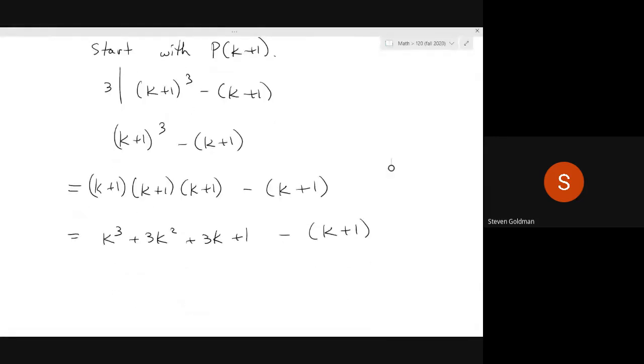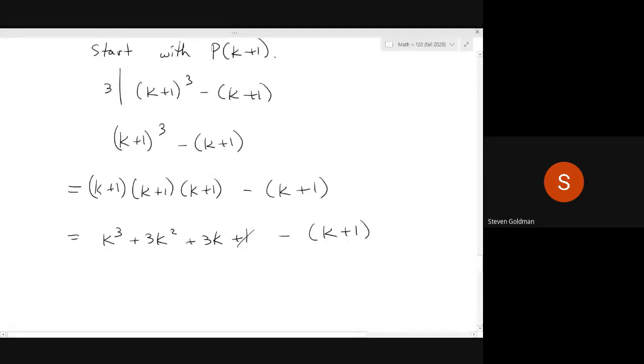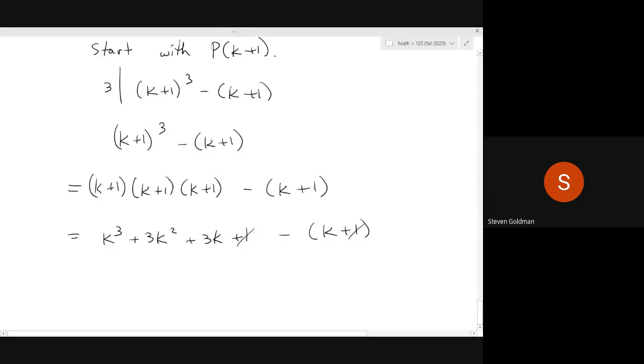Okay, so again, what am I doing? I want to show that this statement is true. So I want to show that 3 divides this. All right, now what I'm going to do next is some rearranging here. First of all, I've got 1 minus 1. 1 minus 1 is 0, so that's canceled. That's gone.